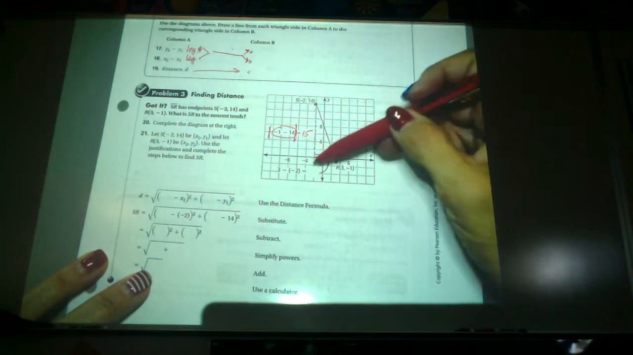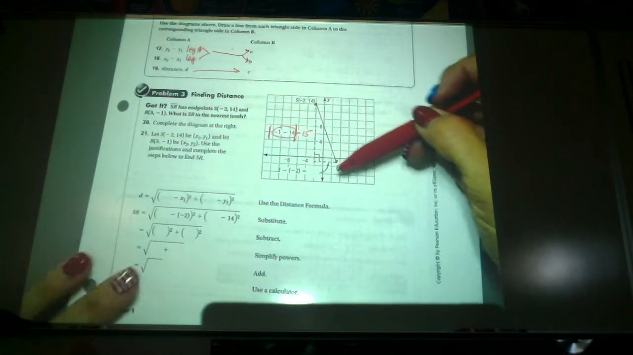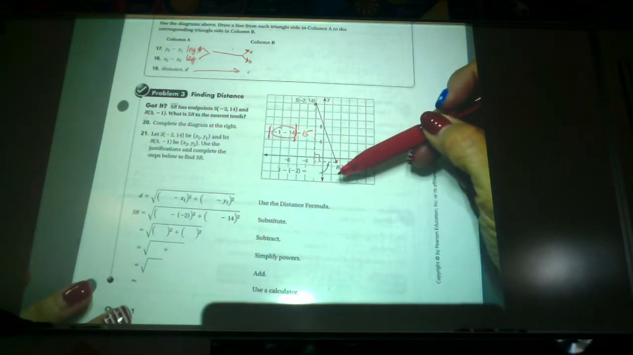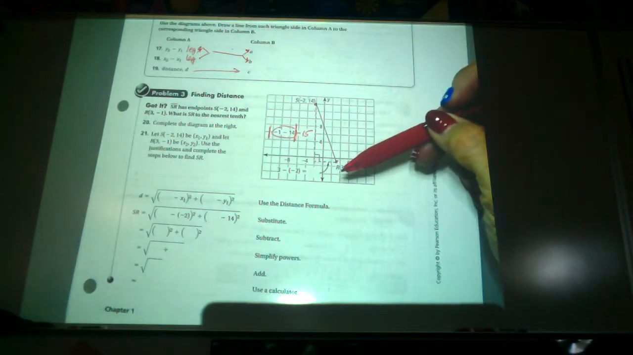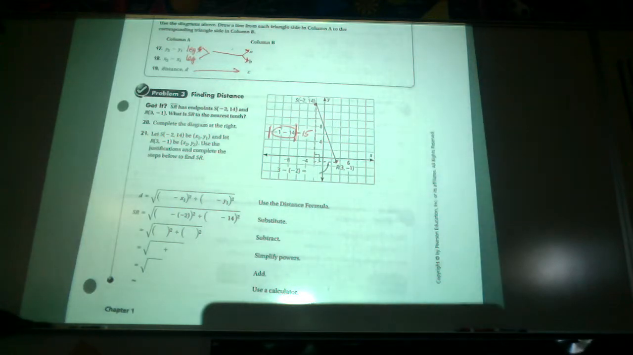And then the horizontal distance from here to here is your x distance. Is distance always positive? Distance is always positive, no matter how small we are. Don't let anybody tell you that you have a negative height.